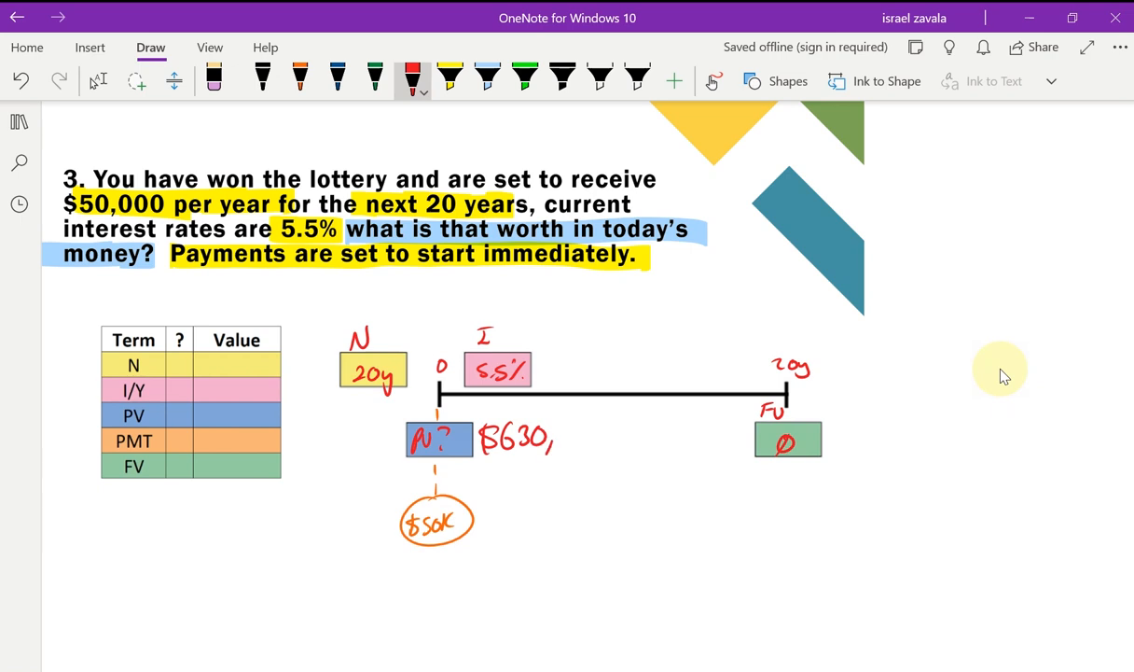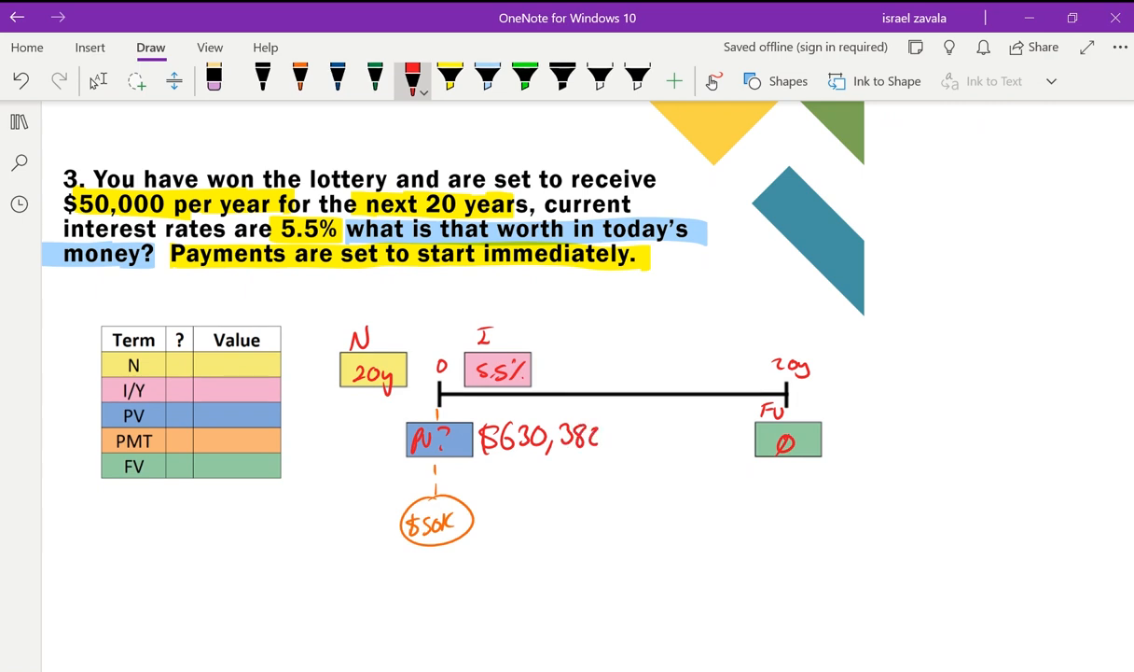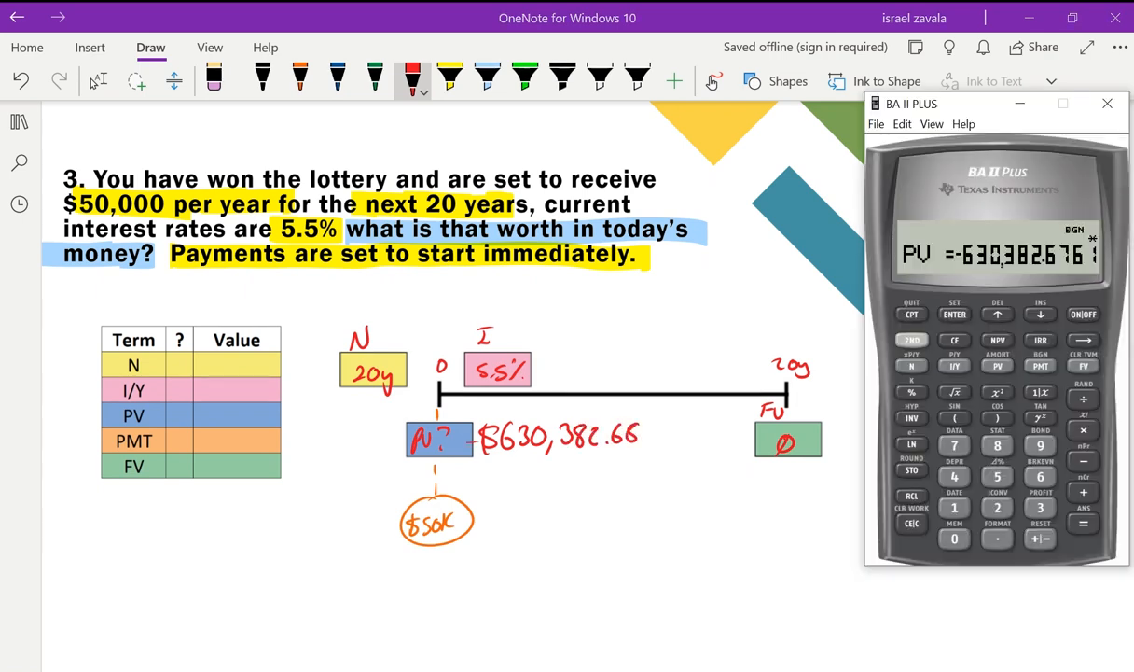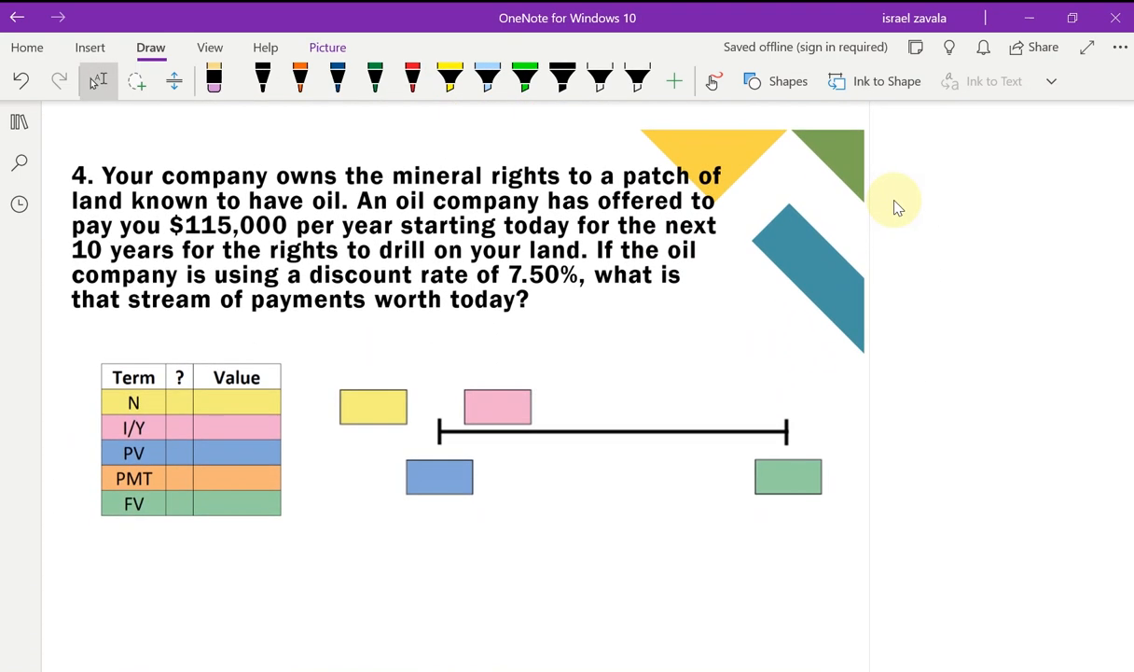630,000. What did we say that was? 382.68. And that's going to be a negative according to the calculator, right? Yep. Okay. All right, let's keep going. So these are going to be kind of interesting. There's only 2 questions left, so just bear with me. Okay, again, you can pause the video and give it a try.